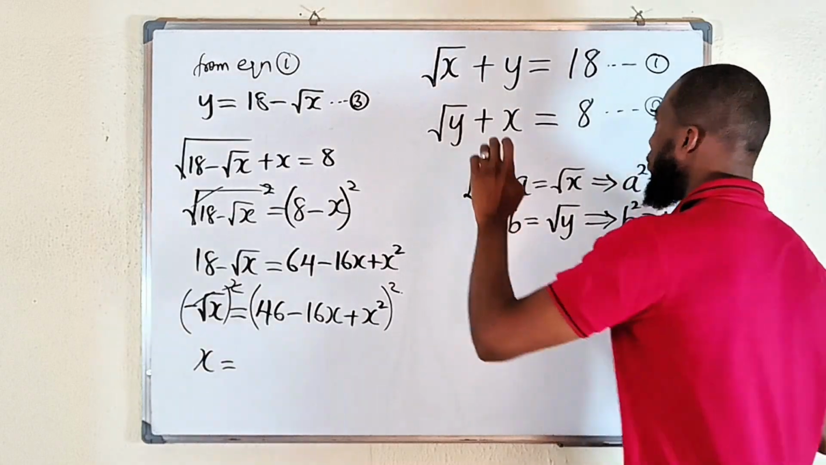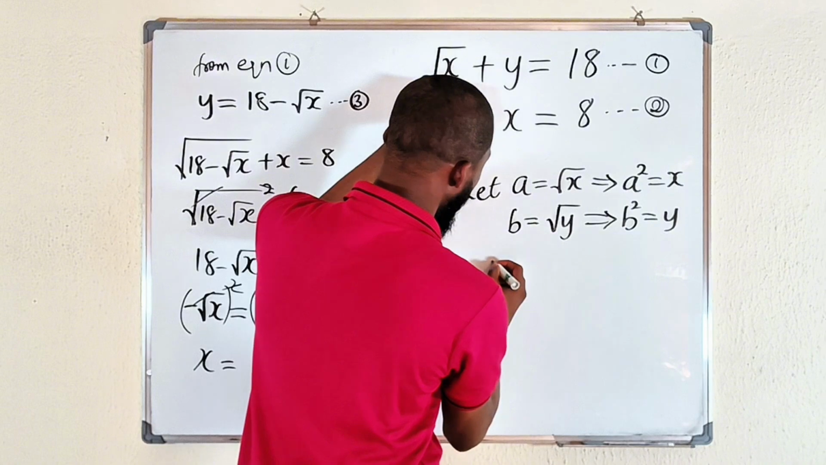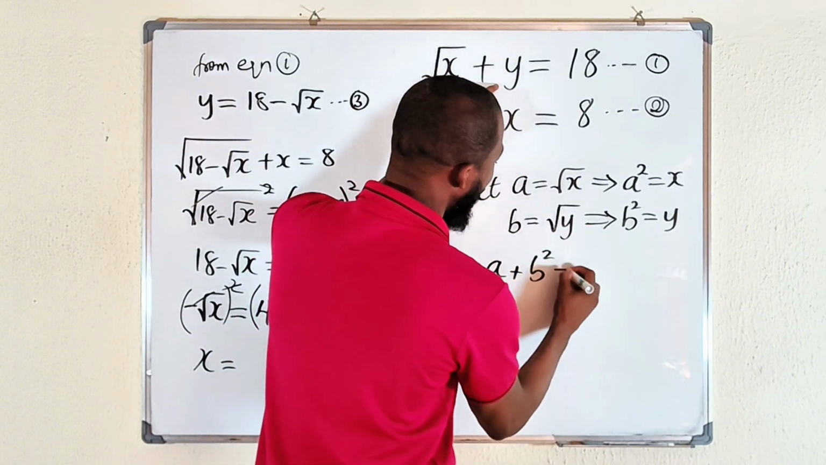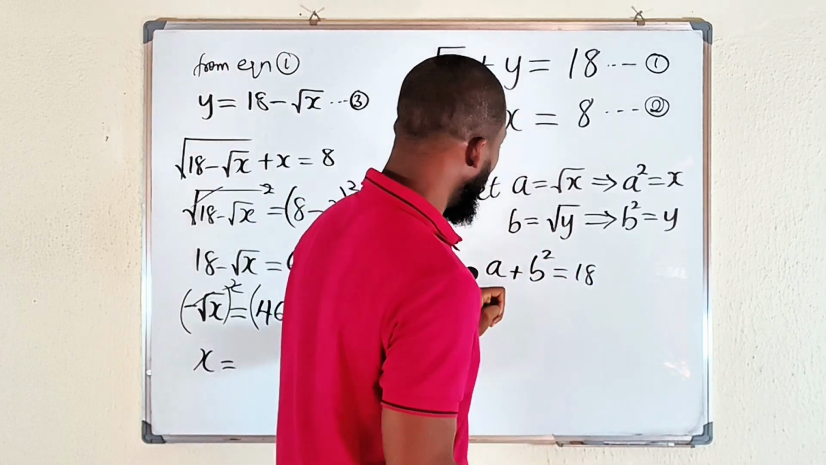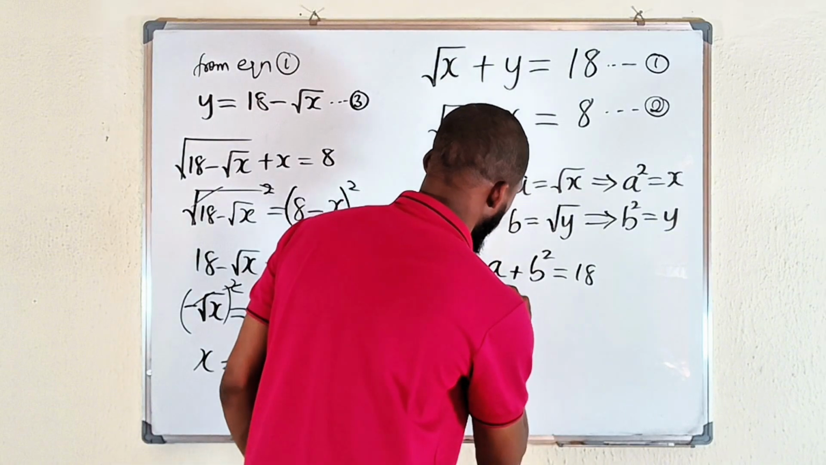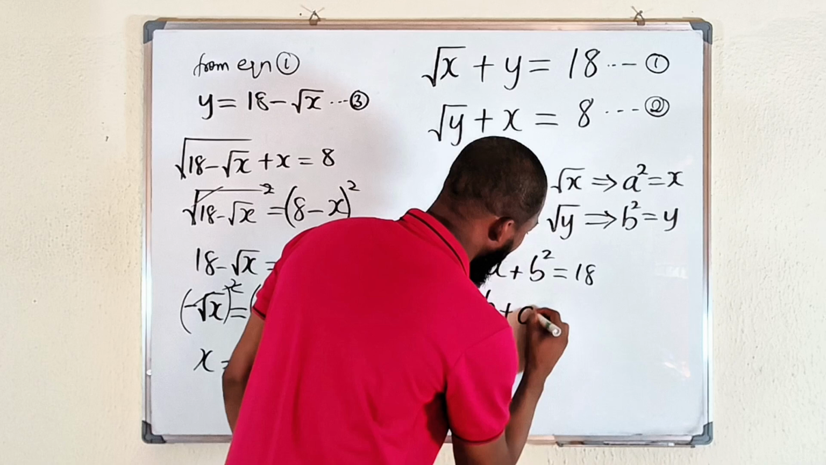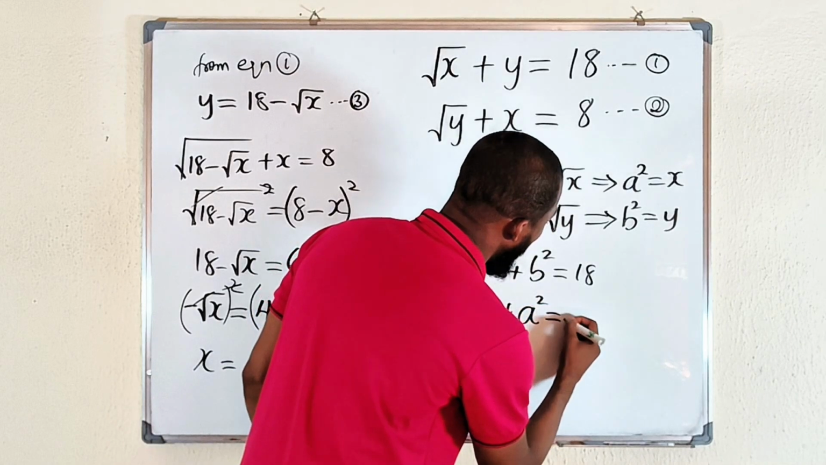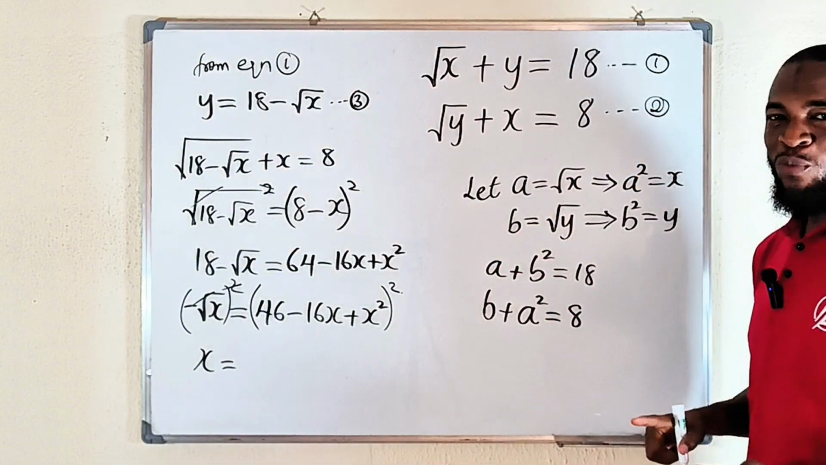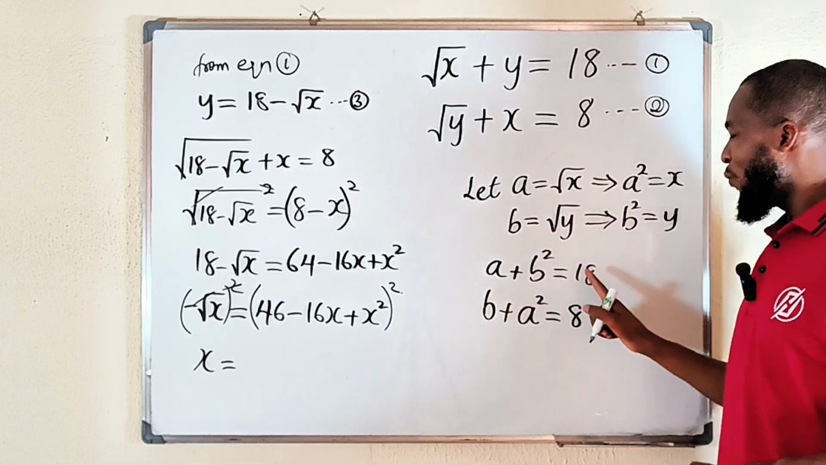So in the end, we are going to look for the values of a squared and b squared. So let us back substitute. You can see that the square root of x will be a, so we have a here, plus y, which is b squared, and this is equal to 18. Do the same thing here. The square root of y is b, plus x, which is a squared, and this is equal to 8. So look at it here. b squared must be a perfect square, right? If it is a perfect square plus another integer, we have 18.